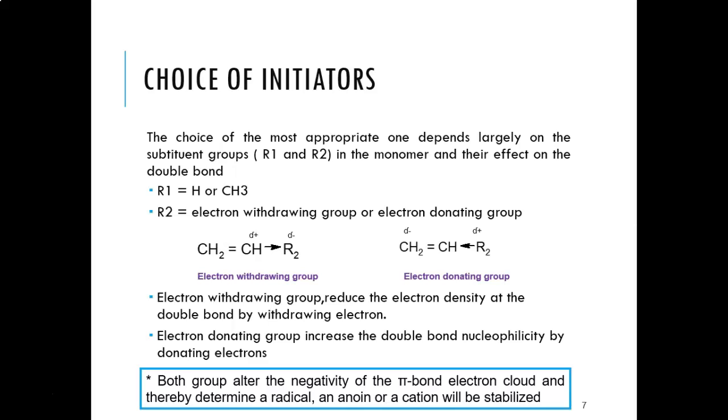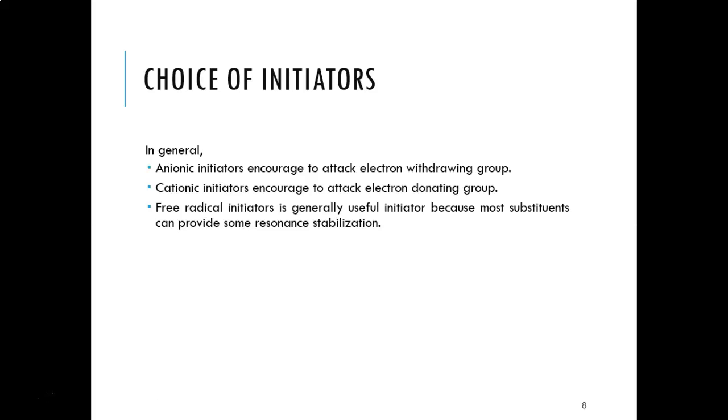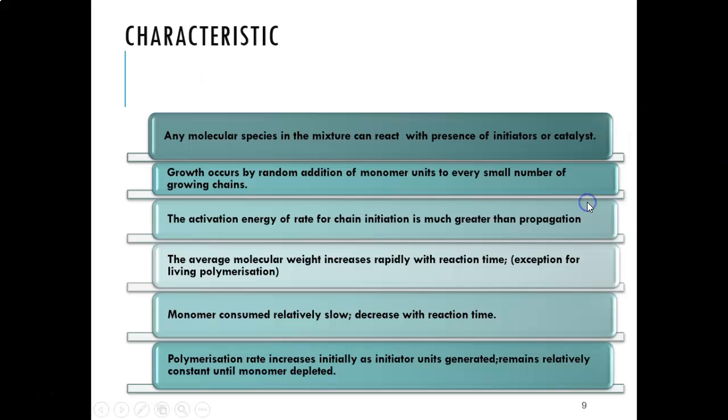So both groups alter the negativity of the pi bond electron cloud and thereby determine whether a radical, an anion, or a cation will be stabilized. In general, an anionic initiator is encouraged to attack an electron withdrawing group, while a cationic initiator is encouraged to attack an electron donating group. The free radical initiator is a generally useful initiator because most substituents can provide some resonance stabilization.